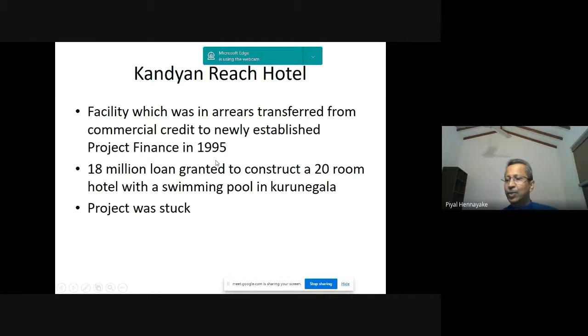Then this Candian Reach Hotel. So this was a facility which was in arrears. The hotel project was not completed, and transferred to Project Finance Division when I joined HNB in 1995. It was in the commercial credit department. An 18 million rupee loan was granted to construct a 20-room hotel with a swimming pool in Kurunegala. And the project was stuck because the promoters didn't have funds, and they had maybe cost overruns.